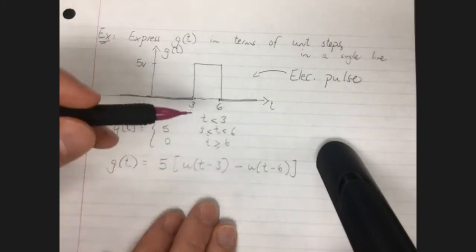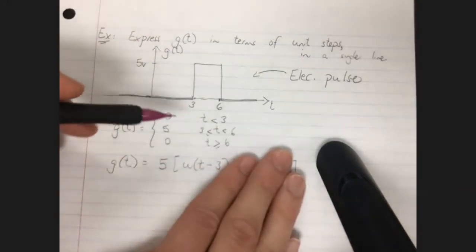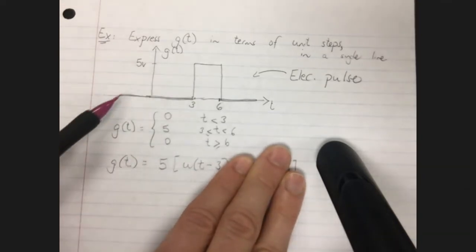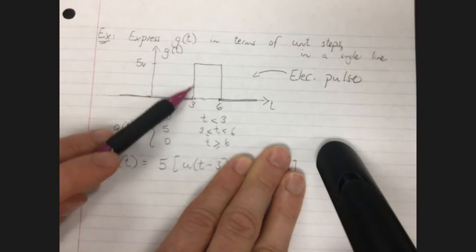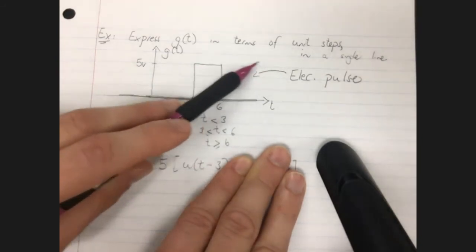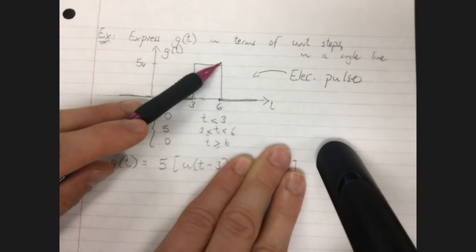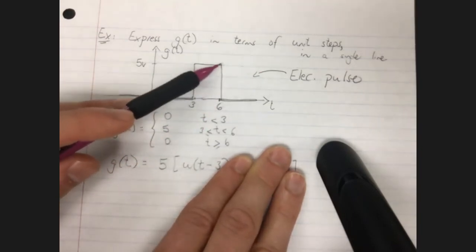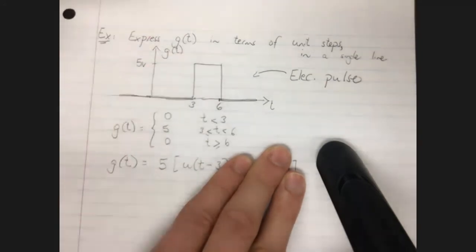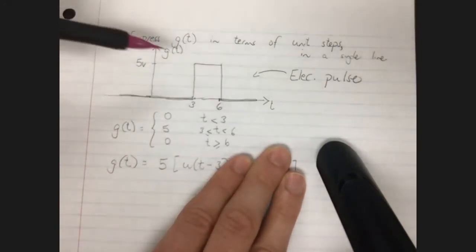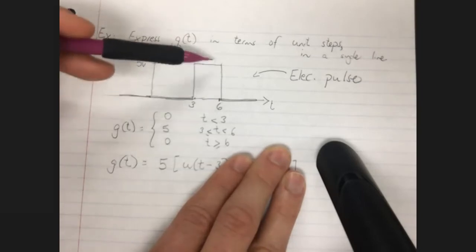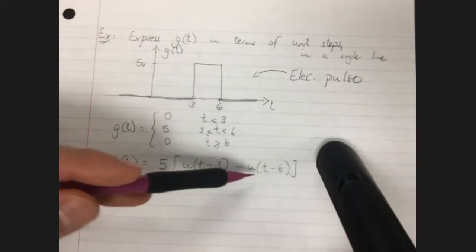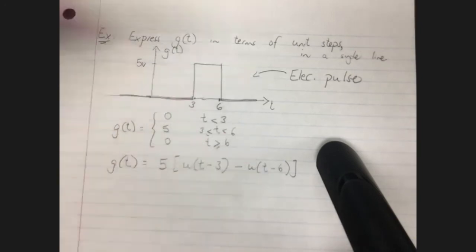Beautiful, that's great reasoning. So again, if we just had this piece, 5 u of t minus 3, then we would have something that's 0, 0, 0, kicks on right here, and then stays on forever. To represent this going back down, we need to subtract off something that kicks in at t equals 6. So this u of t minus 6 is going to kick on at that point right there.